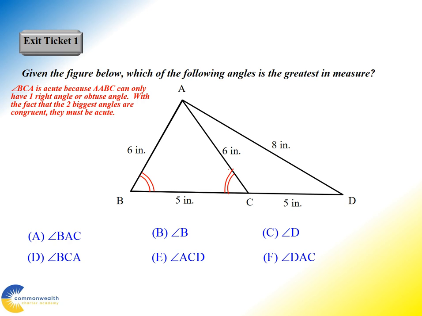I know that angle BCA is acute because triangle ABC can only have one right angle or obtuse angle. So with the fact that the two biggest angles are congruent, they must be acute. And I know that they're the biggest angles because of the sides that they're opposite, the 6-inch sides, while BAC is smaller than them. So I know BAC is smaller than these two, and these two are both acute.